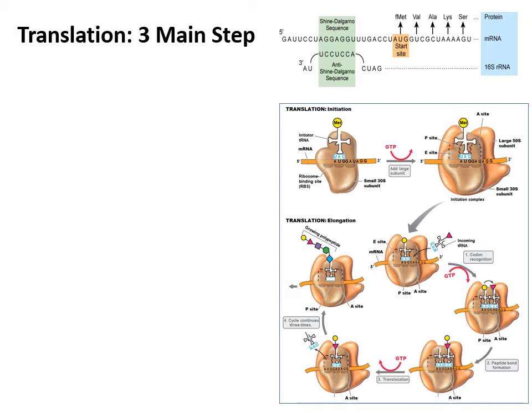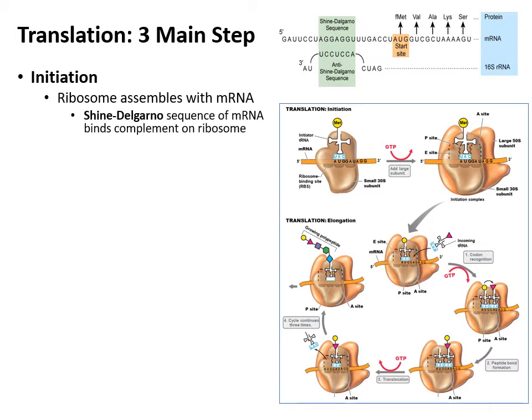So now just to go over the 3 main steps of translation before you visualize it in the video. Just like transcription, there has to be an initiation, an elongation step, and a termination step. So with initiation, the ribosome is in charge of grabbing hold of the mRNA. And the way it does that is the mRNA will have what we call a Shine-Dalgarno sequence on it, and that complements the piece of rRNA that's part of the ribosome.